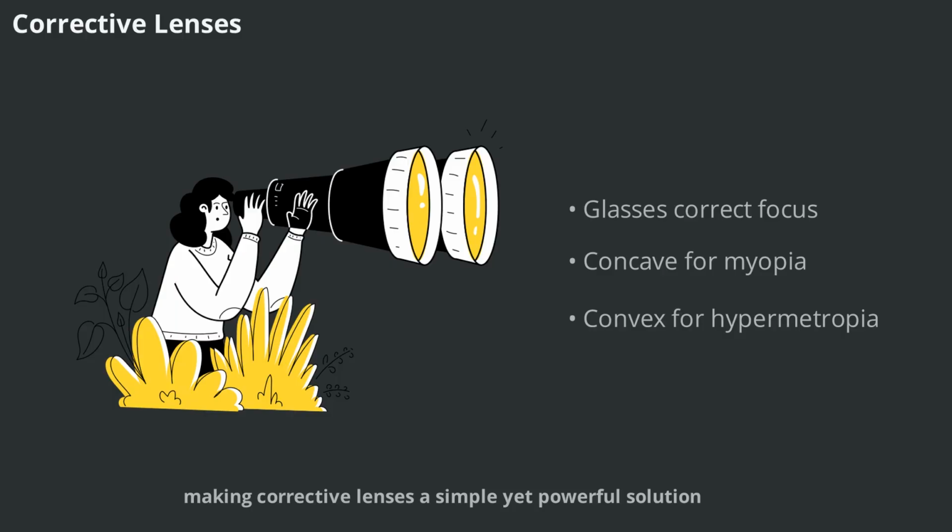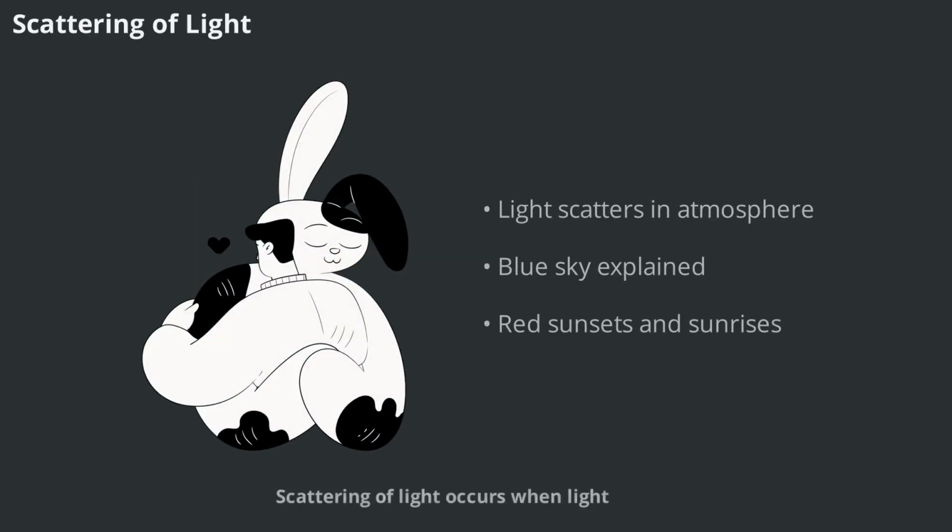Scattering of light occurs when light rays encounter small particles in their path, causing the light to change direction. This phenomenon explains why the sky appears blue during the day and reddish at sunrise and sunset. Shorter wavelengths, like blue, scatter more easily, while longer wavelengths, like red, pass through more directly. Scattering is a key concept in understanding the colors of our natural world.